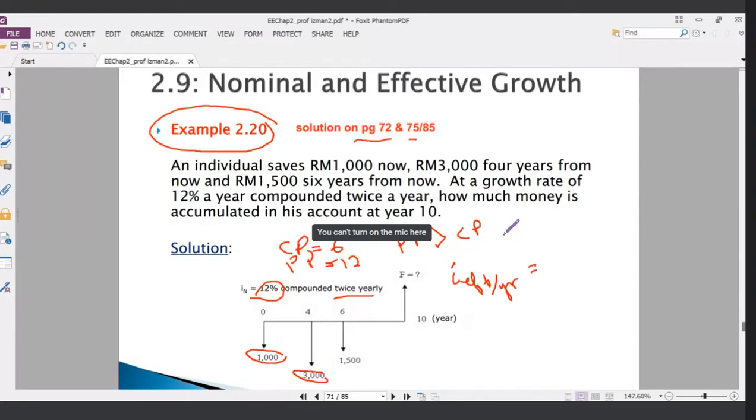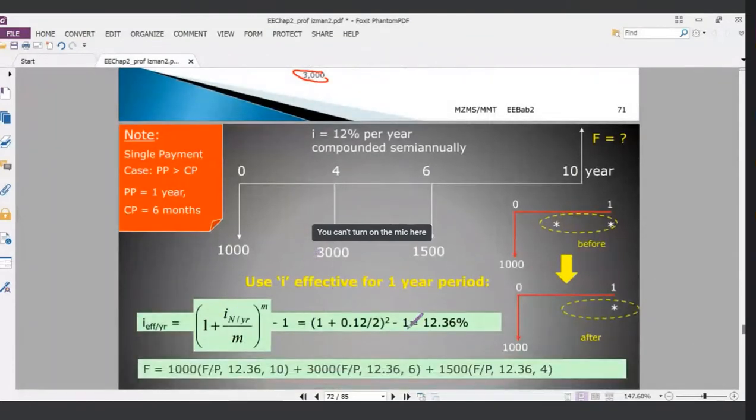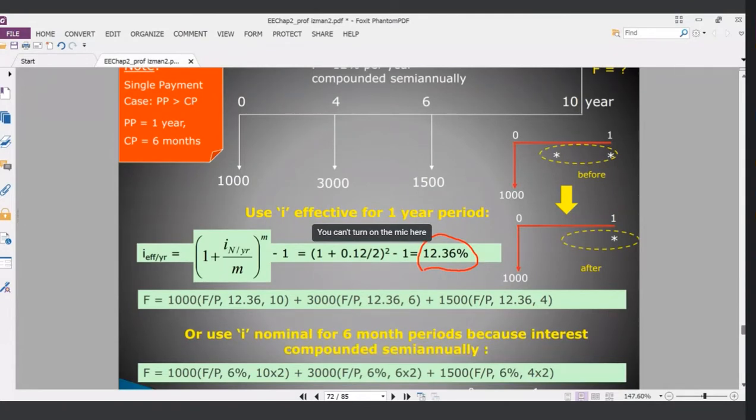So the I effective is 2. So your I effective must be greater than 12%. So this is how you calculate the I effective, and the I effective is 12.36%, and you need to determine the F at n equals to 10. So you have the value of P1, P2, and P3. So you just need one type of formula, which is F is unknown and P is known. So for P equals to 1000, your N equals to 10, and your I is 12.36%. So for P is 3000, your N is 4, 5, 6, 7, 8, 9, 10. Your N is 6 and your I is 12.36%. So that is the solution for that problem.